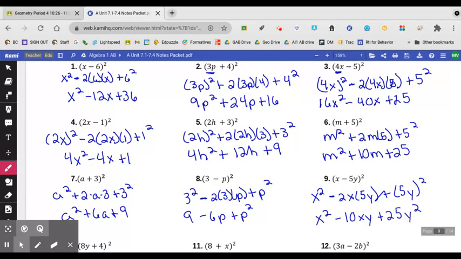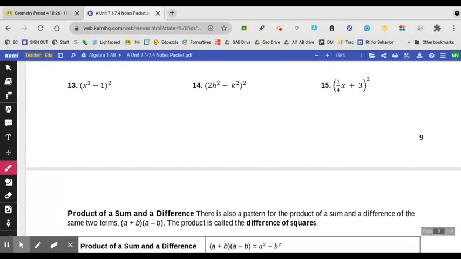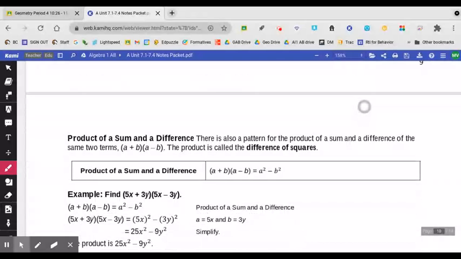8, I square 3. I do minus, because it's a minus sign, 2 times 3 times p plus p squared. So it's 9 minus 6p plus p squared. And 9, I square x, minus 2 times x times 5y, plus 5y squared. So it's x squared minus 10xy plus 25y squared. We're going to skip 10 through 15 for now. We will do those in class. And we're going to move on to the product of a sum and a difference.